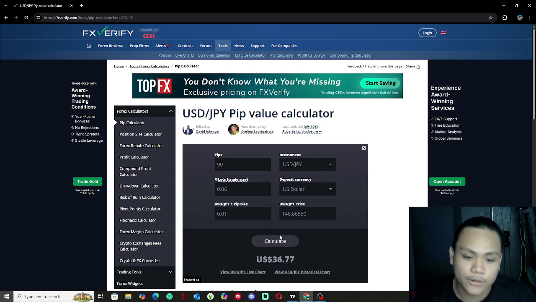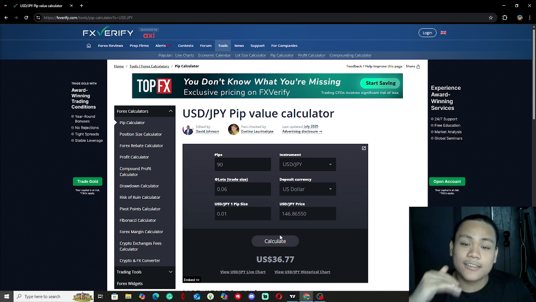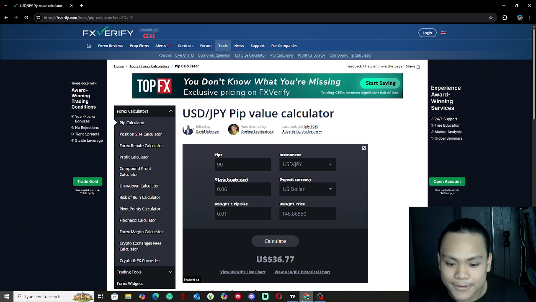Instead of risking $40, I was risking 36. So that's less than 1% I'm risking for my account, because again, I have $4,000. I'm risking 1%. So yeah, every trade I'm risking 1%. But this trade is less than 1% actually. So hey, it's not that bad.